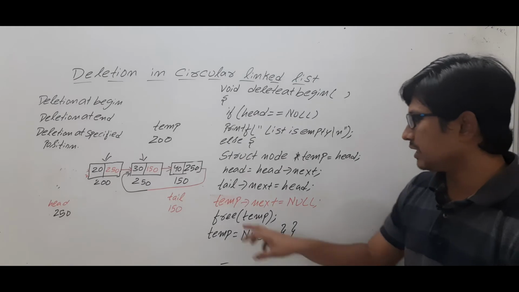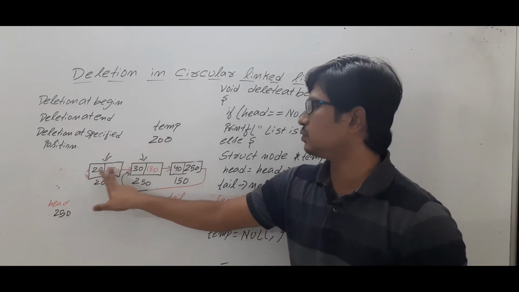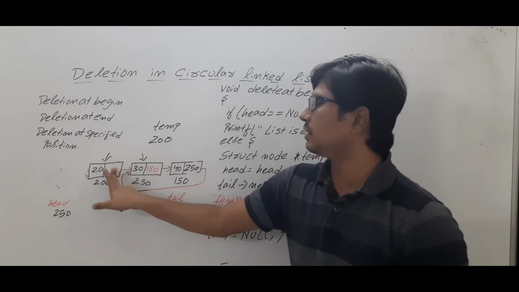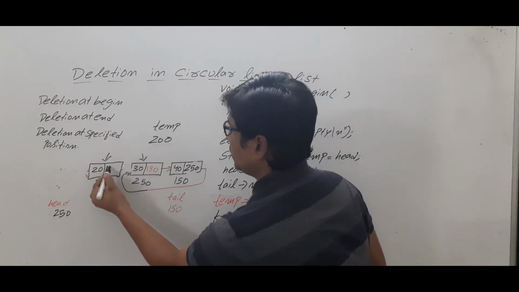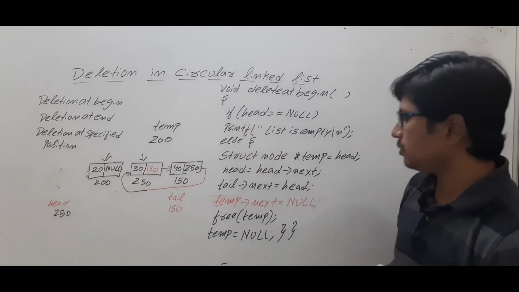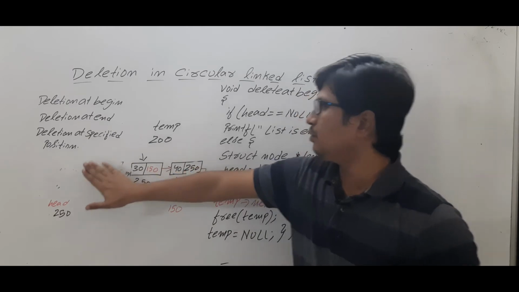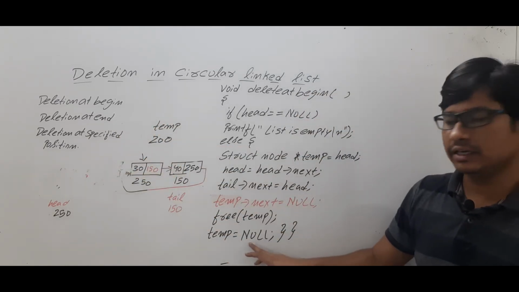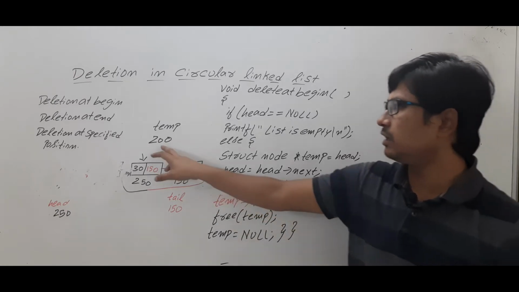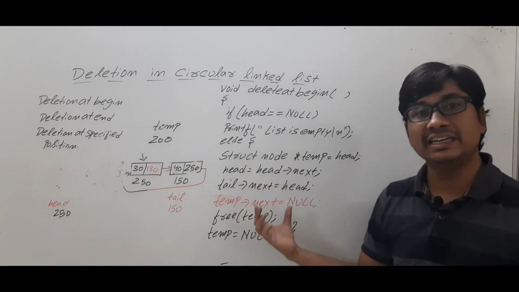Then what you are doing? Temp of next is equal to null. Temp is this one, of next is this one. You will assign the null value here so that this link will be removed. You will get null. Then you have done free of temp. So this memory will be released. Now it is becoming a dangling pointer problem. To avoid that, we are writing temp is equal to null. We are assigning the null value to the pointer called temp. This is a good way of writing the program.